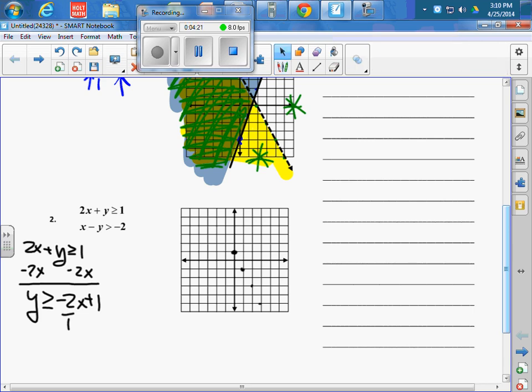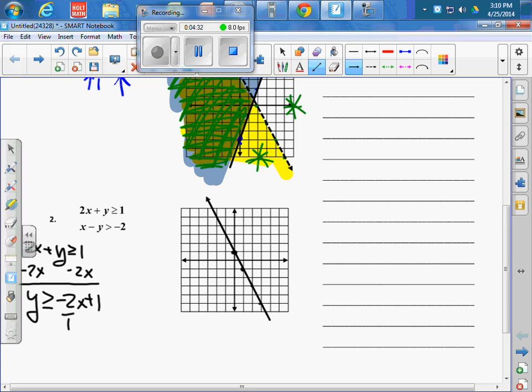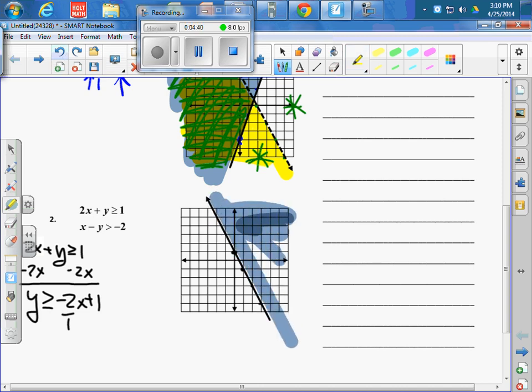And will this be a solid line or a dotted line? It is a dotted line. Excuse me, a solid line. And now, because it says greater than, I'm going to shade everything above this line. And it'll look like that.